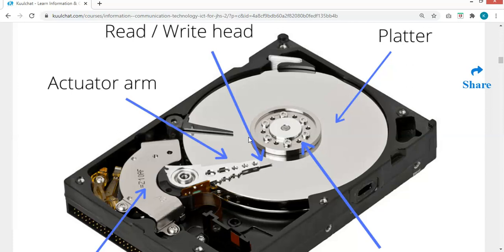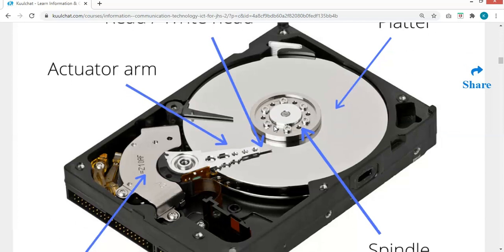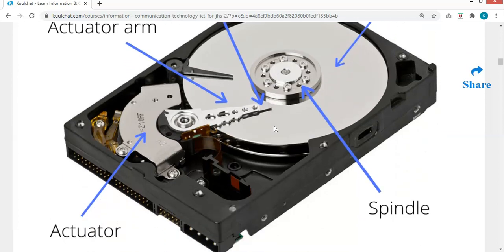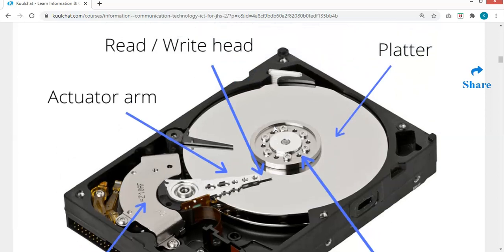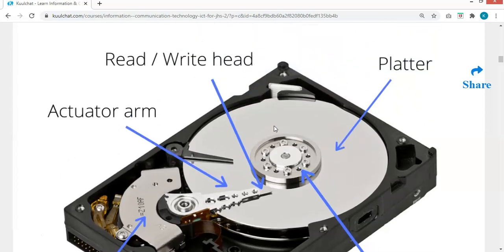So if you have the Windows operating system on your computer, this is saved on your hard disk. When the computer starts, the Windows operating system will be loaded from the hard disk. Then other software is also installed on the hard disk. So this is basically the main permanent storage device for the computer, and it is inside the computer. Some other storage devices are outside the computer, but the hard disk is inside the computer.